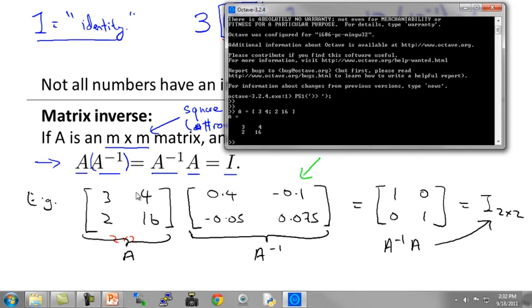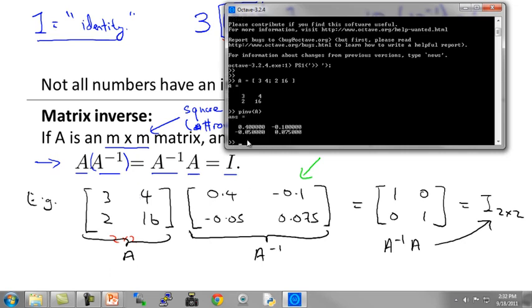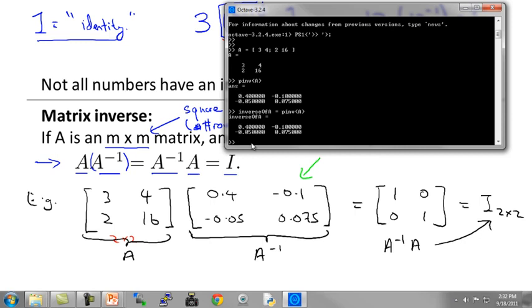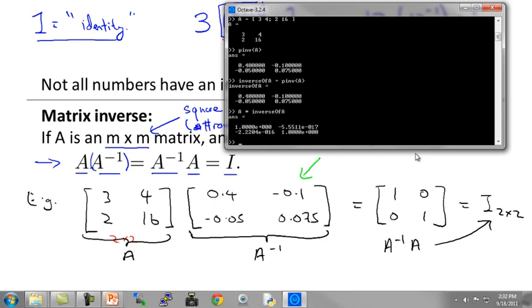The software lets me compute the inverse of A very easily. I'm going to type pinv of A. And this is the matrix here, 0.4, -0.1, and so on. This has given me a numerical solution to what is the inverse of A. So let me write inverse of A equals pinv of A. So I've set inverse of A equal to that. I can now verify that A times A inverse is the identity. So it's A times inverse of A, and the result of that is this matrix.